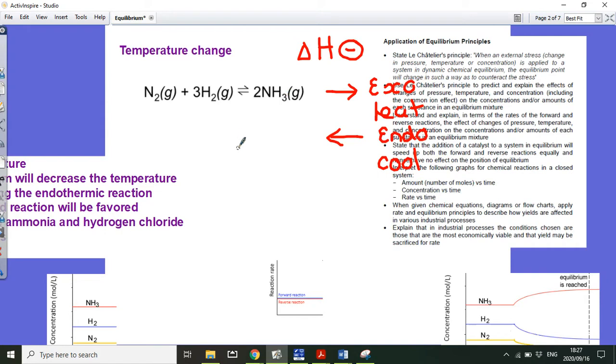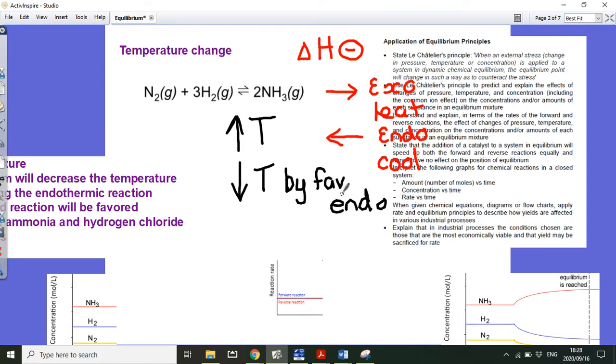So let's say the question says it was an increase in temperature. Now, according to Le Chatelier, the reaction will decrease the temperature, and then just think, does endo or exo decrease the temperature? And it is endo. So you're going to say it's going to decrease the temperature by favoring the, and in this case, endo is the reverse reaction, but we're going to not say that yet, by favoring the endothermic reaction. So we didn't even need our reaction yet.